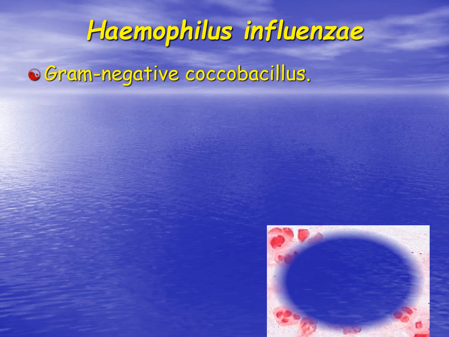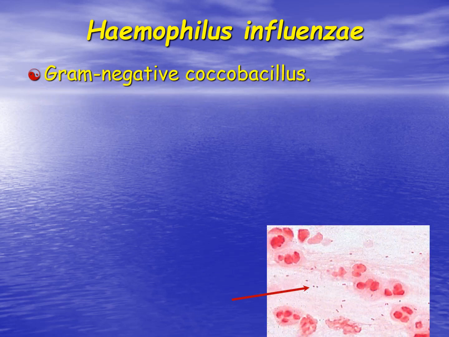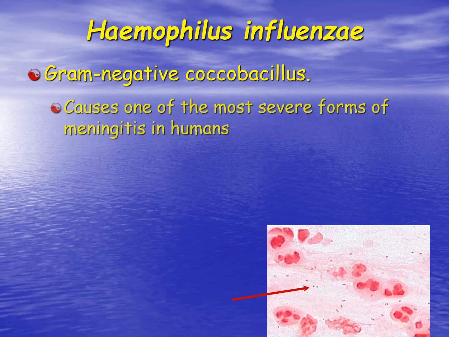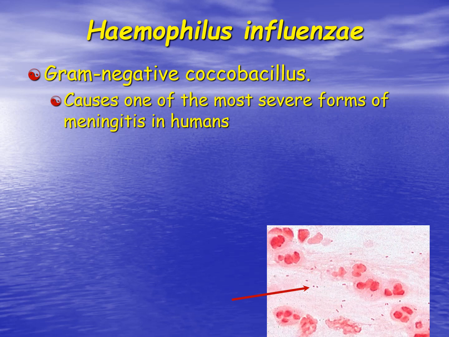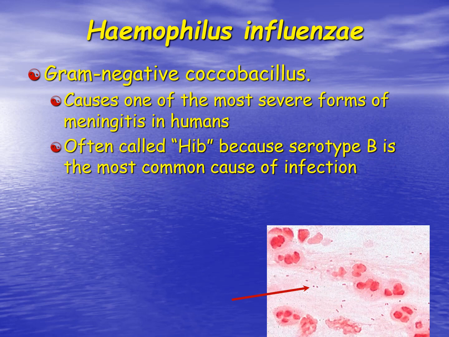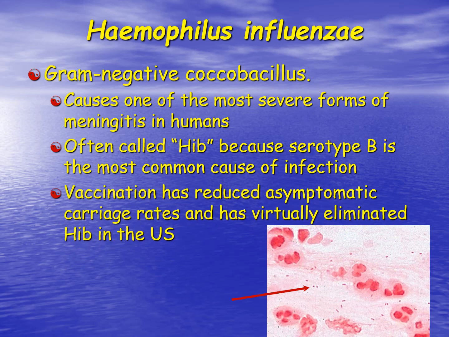Haemophilus influenzae is a gram-negative coccobacillus. And so you can again see the pairs, and then we have singlets as well. Haemophilus influenzae, while it causes influenza-like disease, so respiratory disease, actually causes one of the most severe forms of meningitis in humans. It is often called HIB because it is serotype B of the Haemophilus influenzae that is the most common to cause meningitis. A vaccine has reduced asymptomatic carriage rates and has virtually eliminated HIB in the United States, but we still see it around the world.